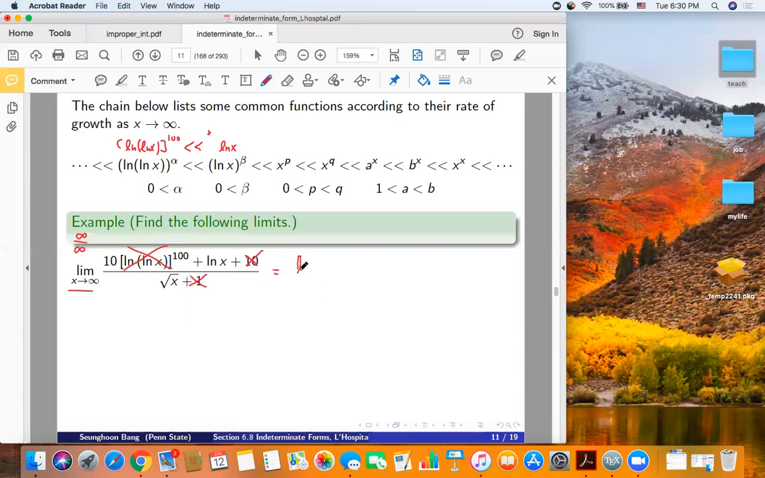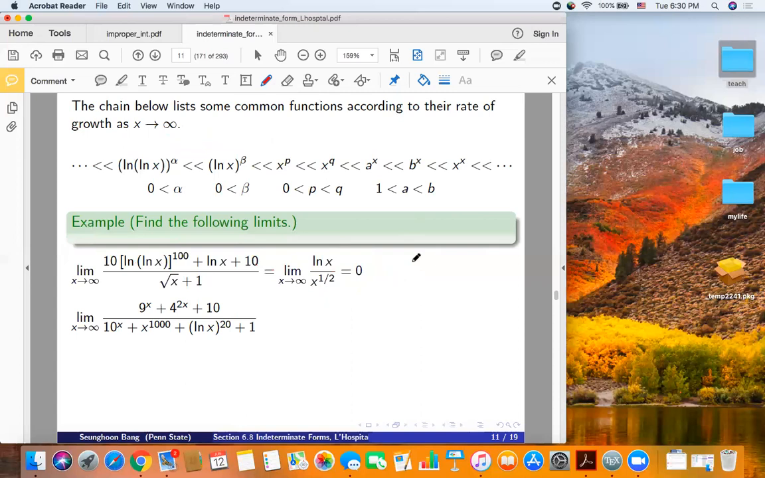So we have limit x value approaches infinity. Top one has ln of x. Bottom one has square root of x, which is x to the 1 over 2. Here, ln of x is here. X to the 1 over 2 is right hand side. X to the 1 over 2 is growing faster than ln of x. Answer is 0. That's it. This is the idea by using this table.